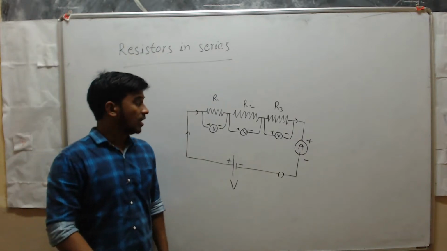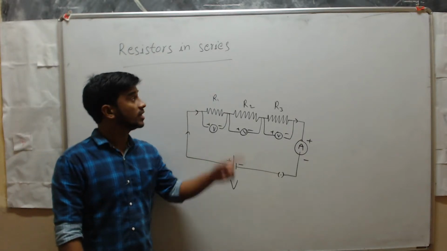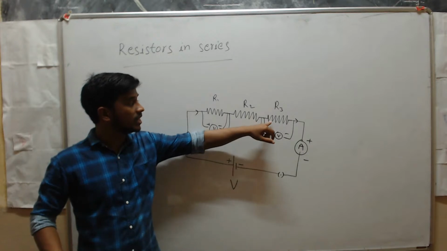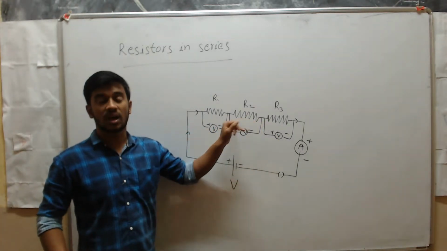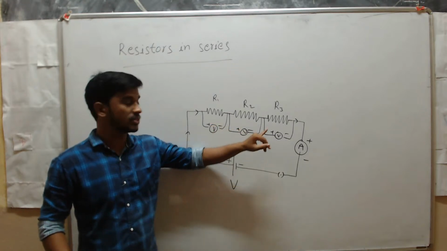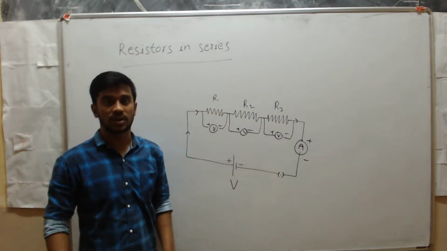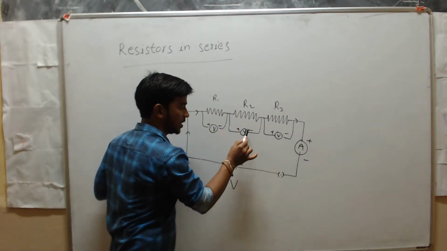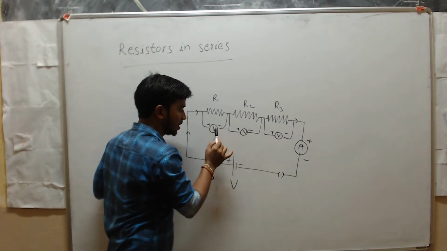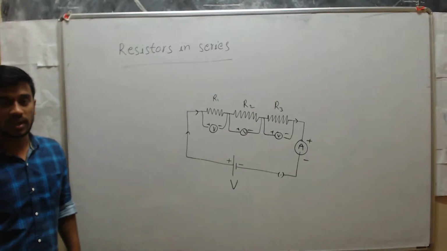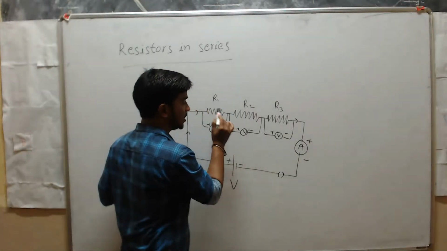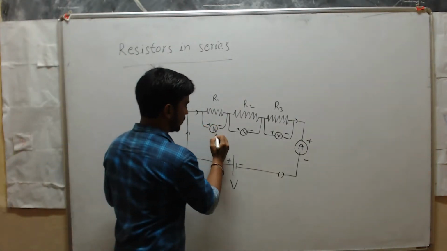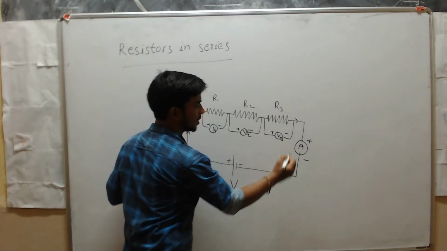Now see here, in a series circuit, the voltage across the individual resistors is different. If you connect the voltmeter here you will get a different value. When you connect here also you will get a different value. When you connect here also you will get a different value. Here I will call these V1, V2, and this is V3.